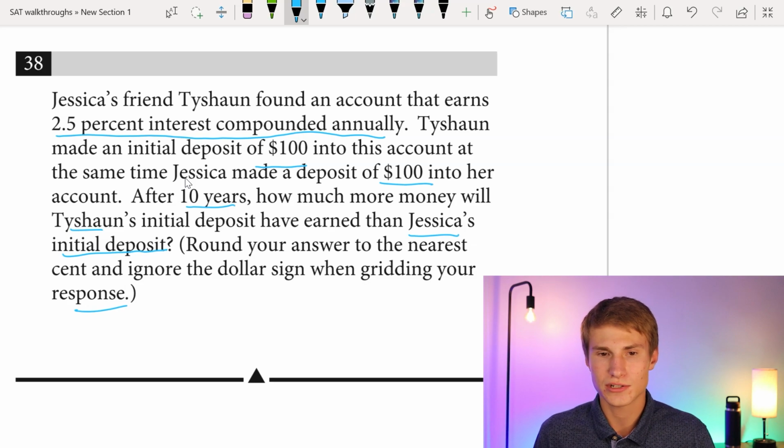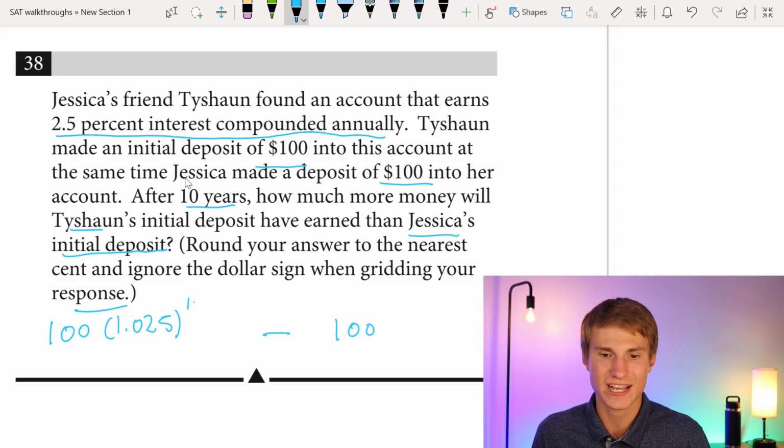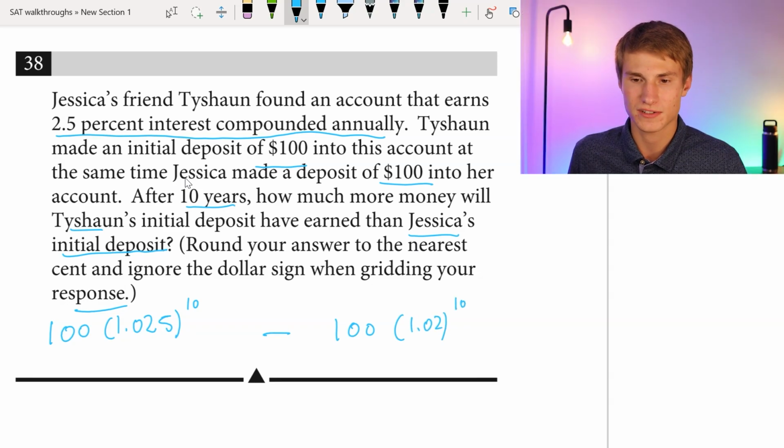All right. So all we have to do here is do a subtraction problem. Okay, they both initially deposited 100, so we can go ahead and put that down for both equations. We know that Tyshawn, though, is earning 2.5% interest. So his growth factor here is going to be 1.025 raised to the power of 10, because this is after 10 years for each of them. Whereas Jessica is only earning 2% interest. So that's going to be in parentheses 1.02 raised to the power of 10 as well.